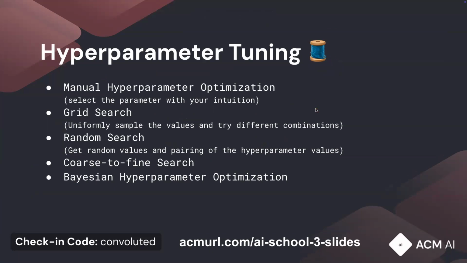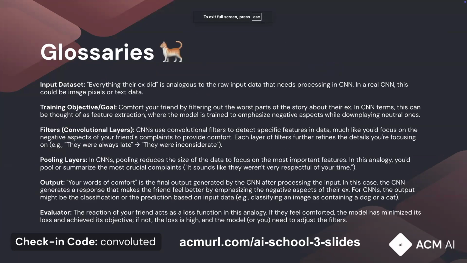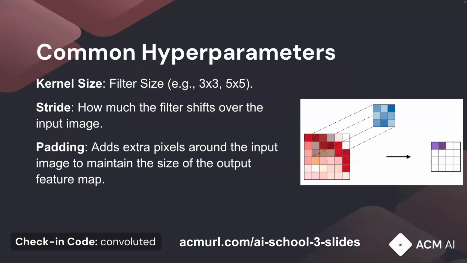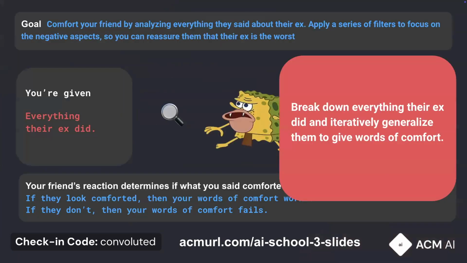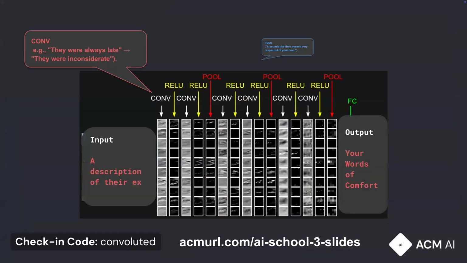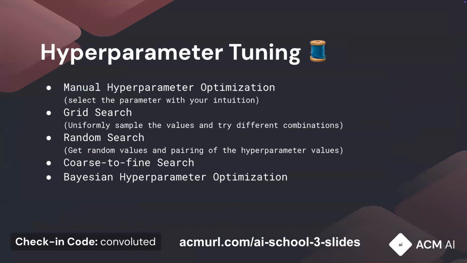Okay, so next, remember we talked about hyperparameter tuning. For CNNs, the hyperparameters to be tuned will be the kernel size, stride, and padding. But how do we actually do hyperparameter tuning? That depends on how we want to tune our hyperparameters. There are different kinds. The first one, the most primal way, is to randomly select hyperparameter values by your gut feeling. That's called manual hyperparameter optimization.